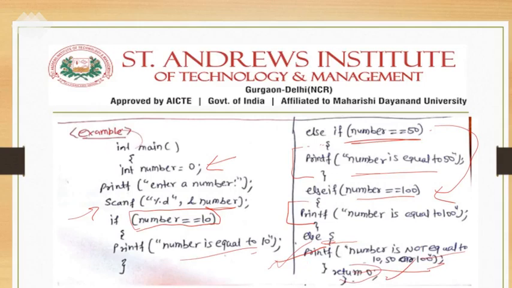Because we have taken the main function as an integer data type. If we return void here, then there is no need for this return 0. Okay, so that was all about the else if ladder.